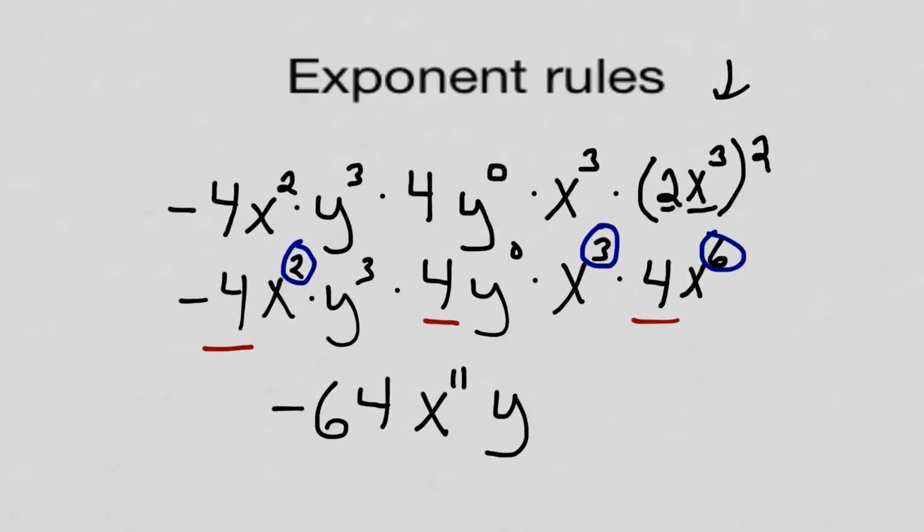Y's. I've got 3, 0. I just have to add those together, and that gives me 3. Put it right there, and I'm done.